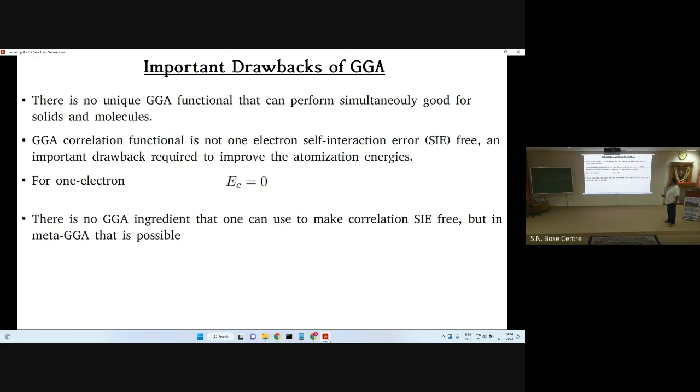The requirement is that it should work well for solids and molecules. And in the morning session, a lot of things were discussed about the self-interaction. Okay, the self-interaction problem needs to be taken care of while you are constructing the functionals. So that part is a problem in GGA. The GGA correlation functional is not a self-interaction-free correlation functional. So if you want to make that self-interaction free, how will you do that? You have to do it for each individual electron.